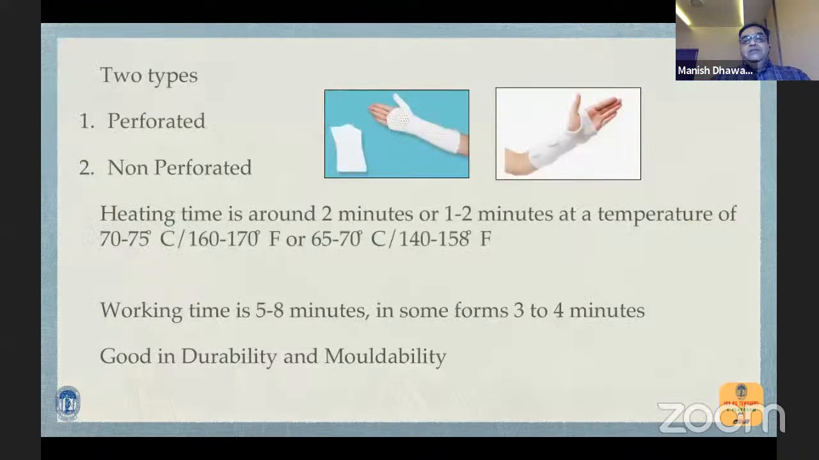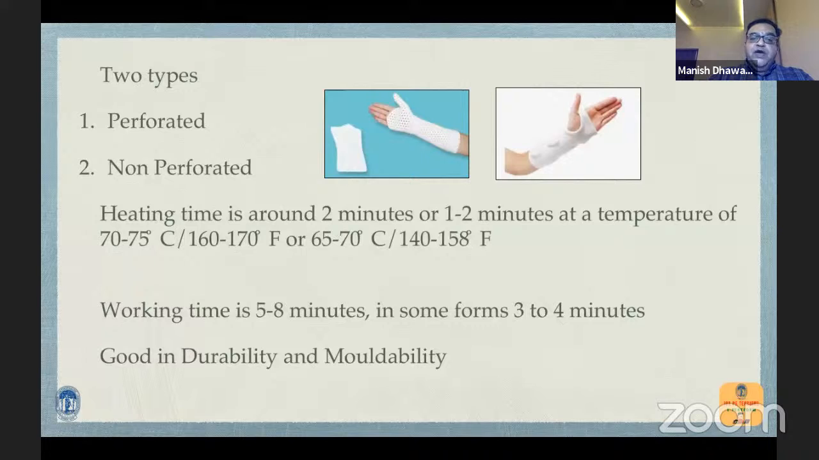Now there are two types. One is the perforated variety and one is the non-perforated variety. So heating time is around 1 to 2 minutes at a temperature of 70 to 75 degrees, or 160 to 170 degrees Fahrenheit, or it is 65 to 70 degrees, or 140 to 158 degrees Fahrenheit.